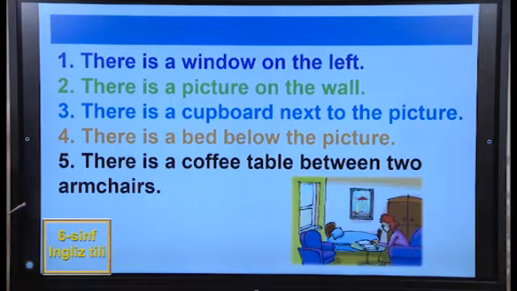Dear pupils, you can also write other sentences to describe a room, and don't forget, you should use the prepositions of place in order to describe the things in a room.